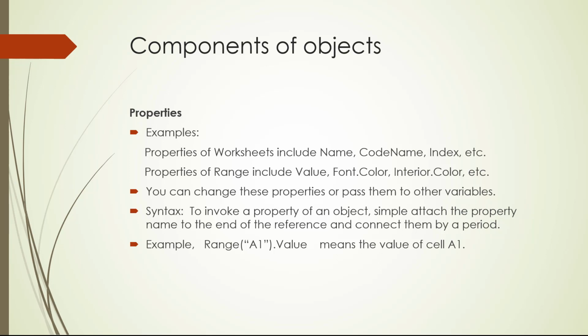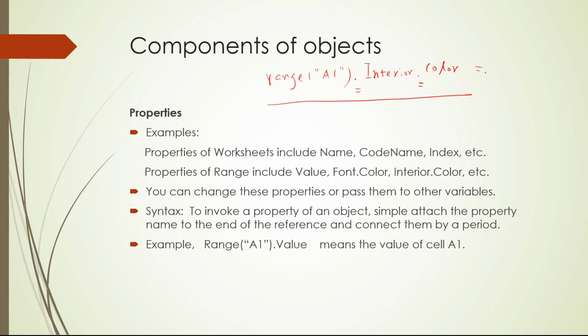So what can be the property of an object? Let's say that you have range A1. One property could be the color of that cell. Remember, range A1 refers to cell A1, right? In Excel, you know that by clicking on a menu, you can change the color of that cell. So which property is that? That property is called interior color. Everything is connected by dots. This refers to the background color of cell A1. That's a property of cell A1.